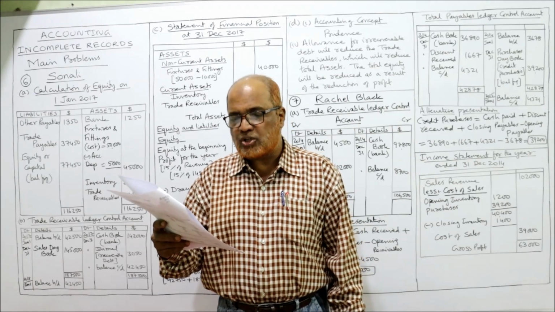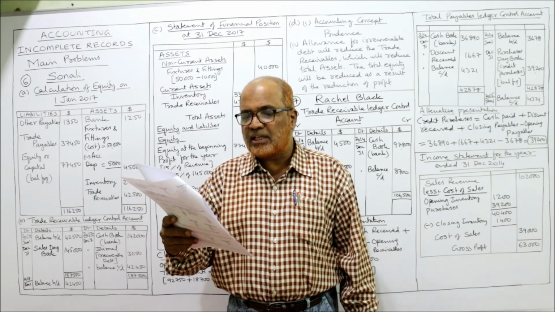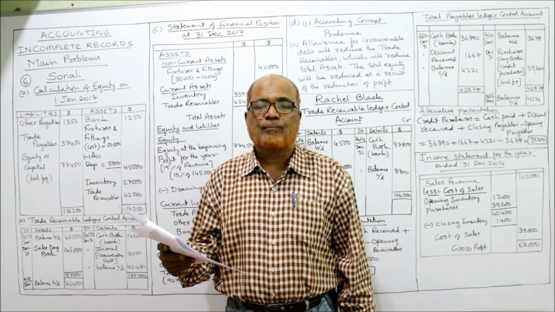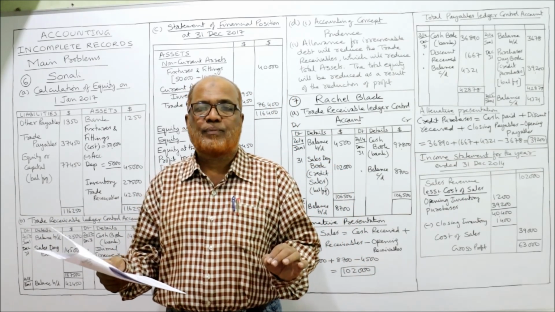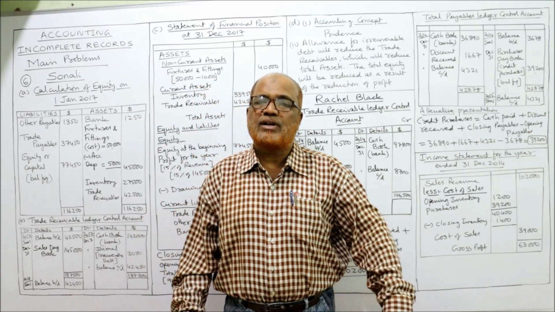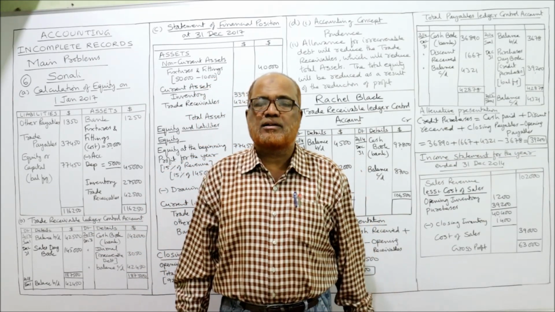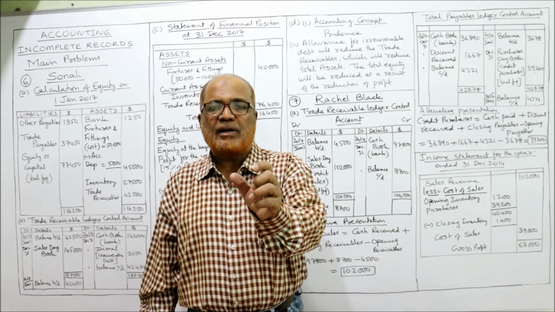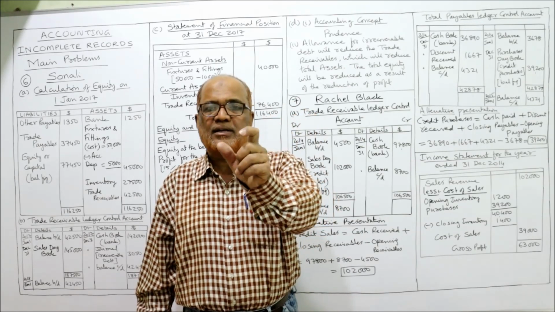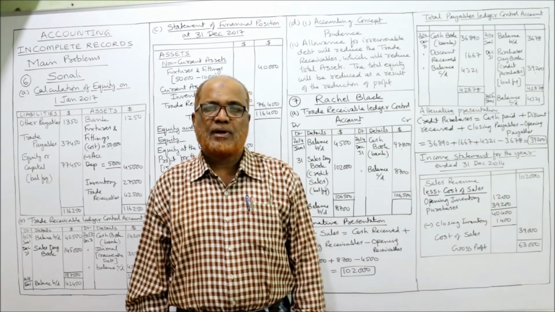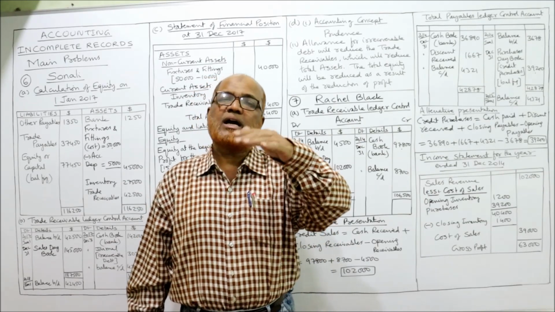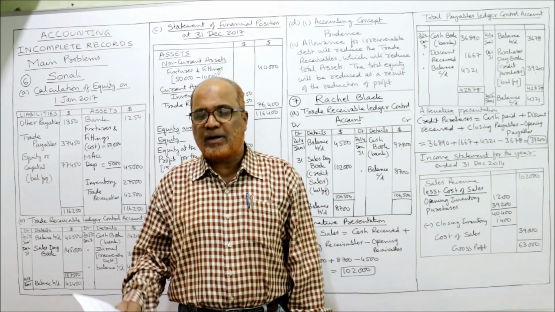Now additional information: irrecoverable debt of 3,050 was written off during the year. Already in the previous videos I have explained irrecoverable debt to you. The entry for irrecoverable debt is irrecoverable debt debit, trade receivables credit. The trade receivables account will be credited with the irrecoverable debt.